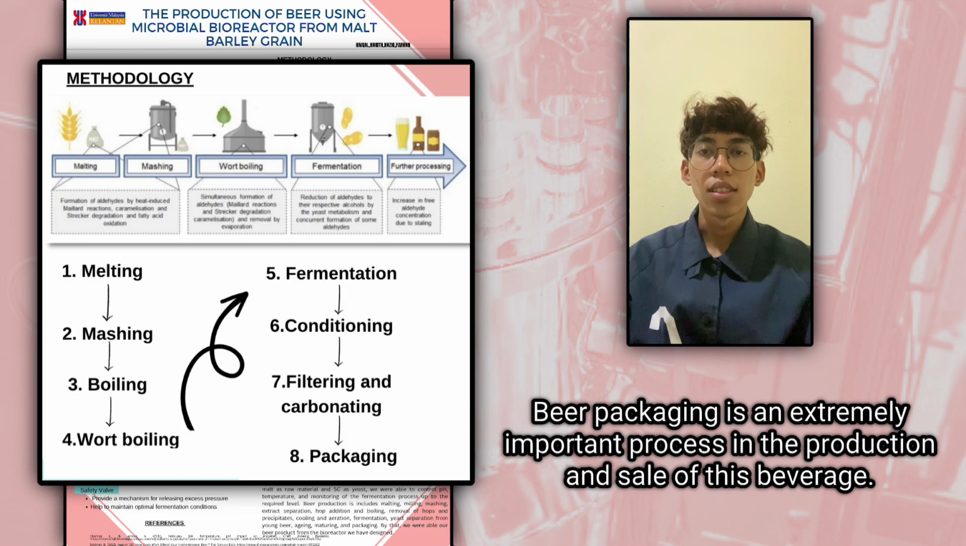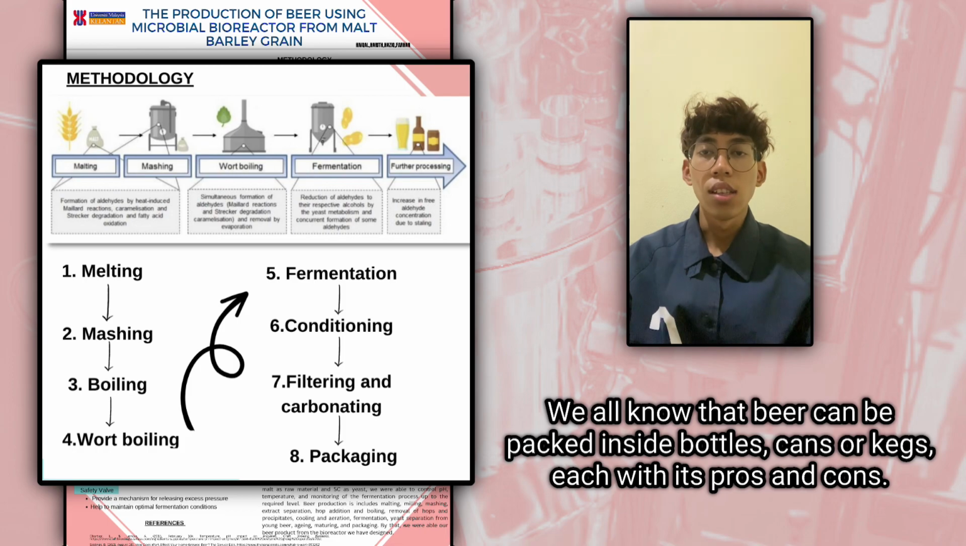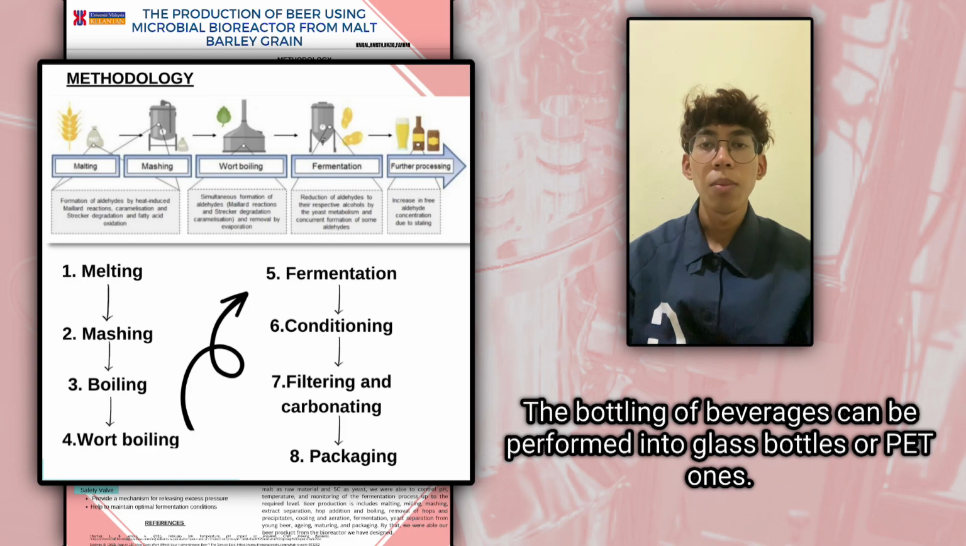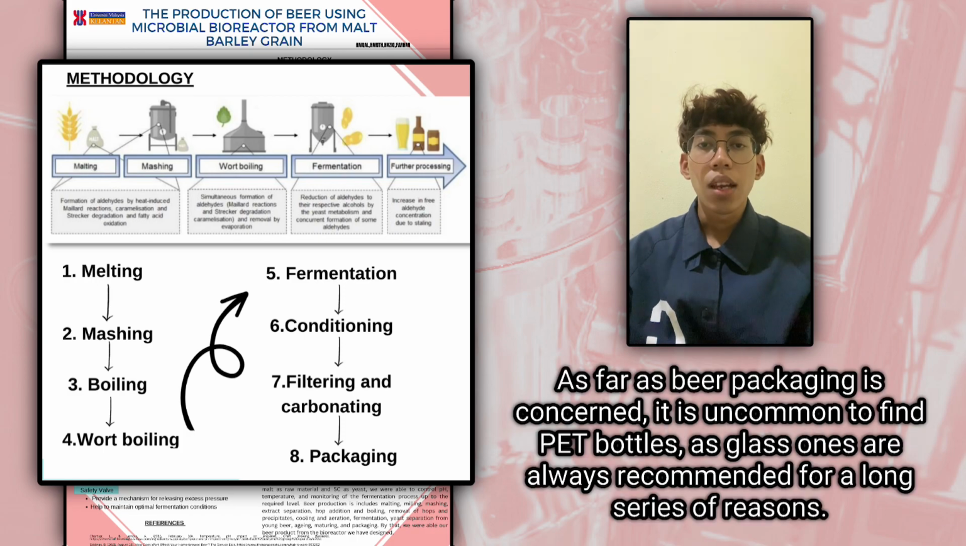Beer packaging is an extremely important process in the production and sale of this beverage. We all know that beer can be packed inside bottles, cans, or kegs, each with its pros and cons. There is a reason to choose one or another kind of packaging among bottling, canning, or kegging. Bottling can be performed into glass bottles or PET ones. As far as beer packaging is concerned, it is uncommon to find PET bottles, as glass ones are always recommended for a long series of reasons.